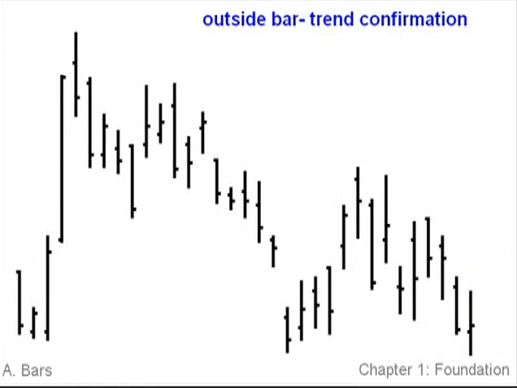Outside bar trend confirmation. We can simply use the definition of trend to confirm trend direction following an outside bar. Let's take a look at some examples. This is an outside bar, and what do we see following it? We see a bar with a lower high and a lower low, therefore downtrend.